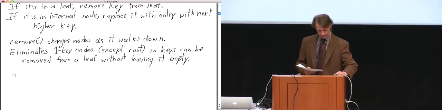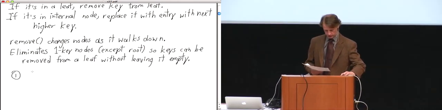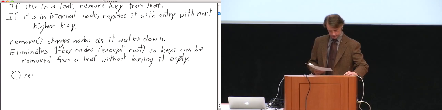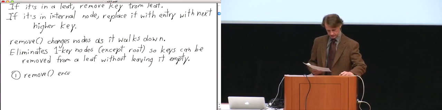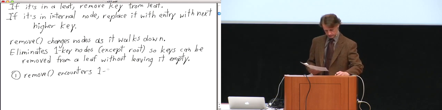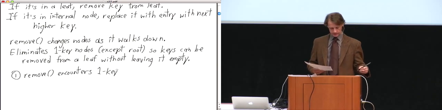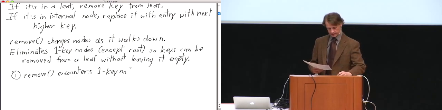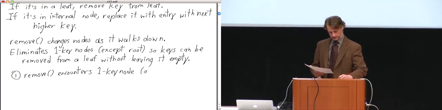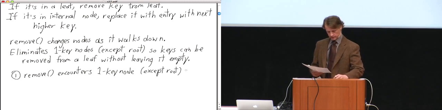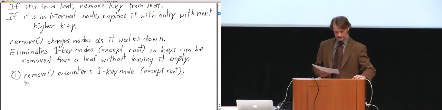So the first one we try is something called a rotation. We always try rotations first. So let's suppose that remove encounters a 1-key node, and it's not the root. Then we try to steal a key from an adjacent sibling.